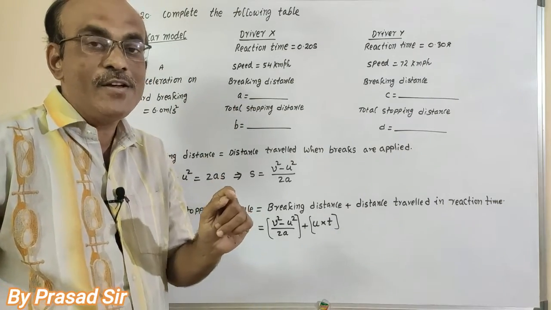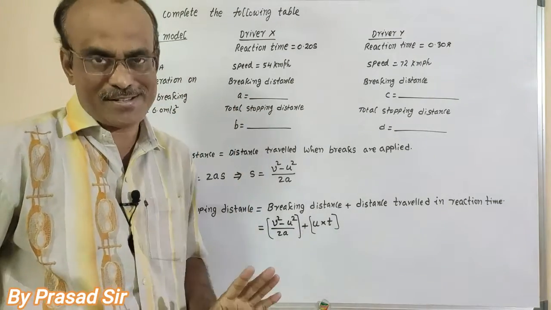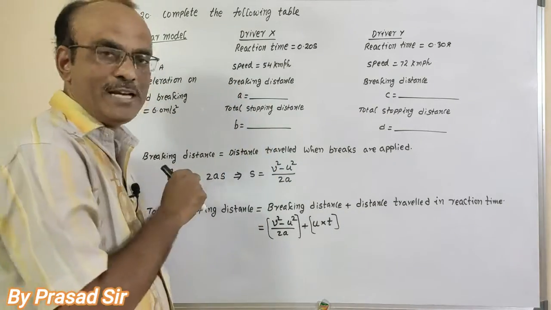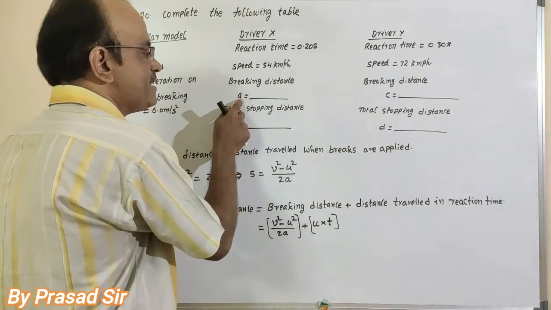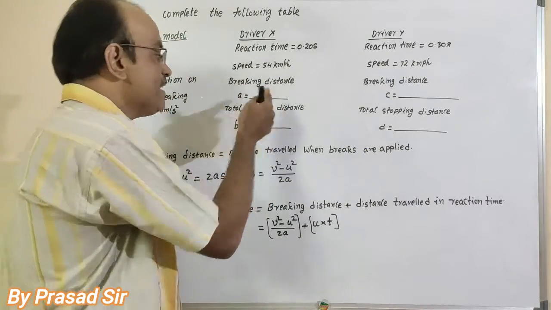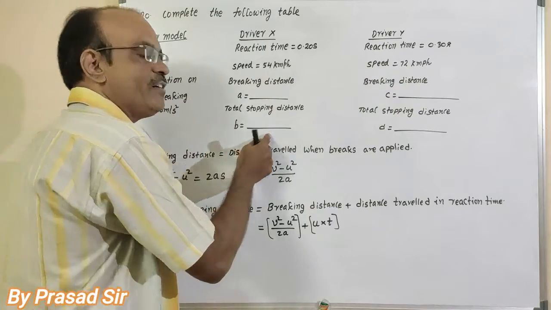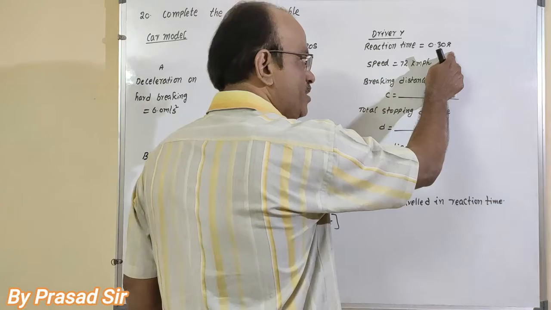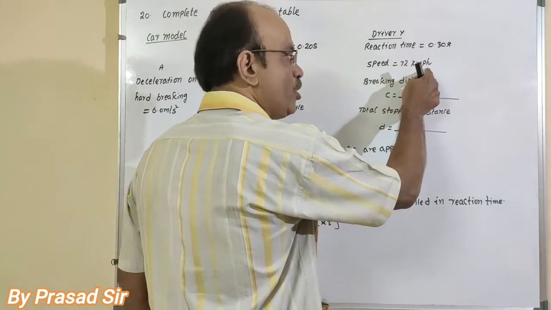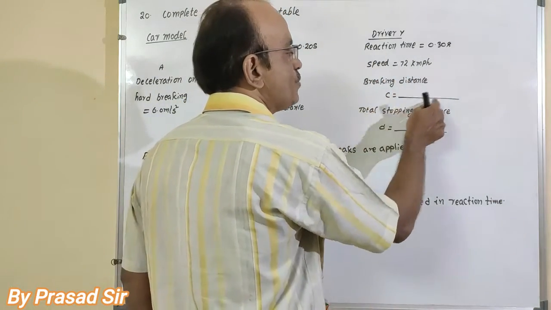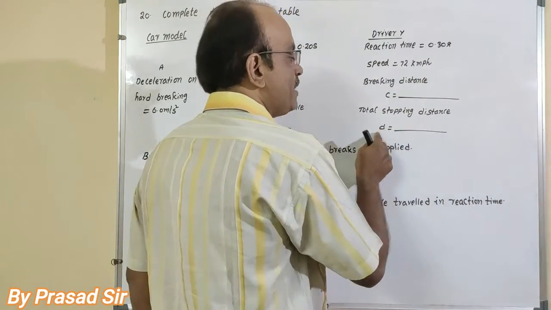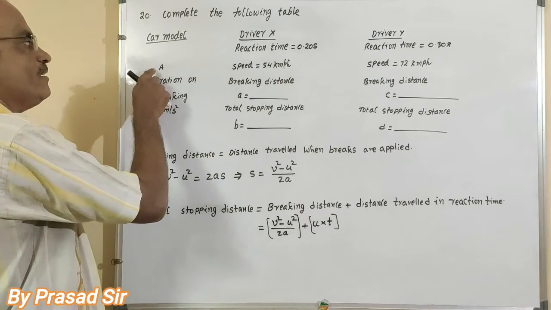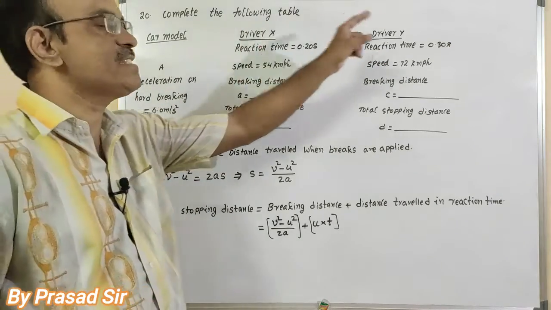Reaction time is nothing but when he needed to apply the brakes. That is reaction time. And here speed 54 kilometers per hour, and braking distance A we want to calculate, and total stopping distance B we want to calculate. And here driver Y, reaction time 0.30 seconds and speed 72 km per hour. Braking distance C we want to calculate, and total stopping distance D also, for car model A, for driver X and driver Y.